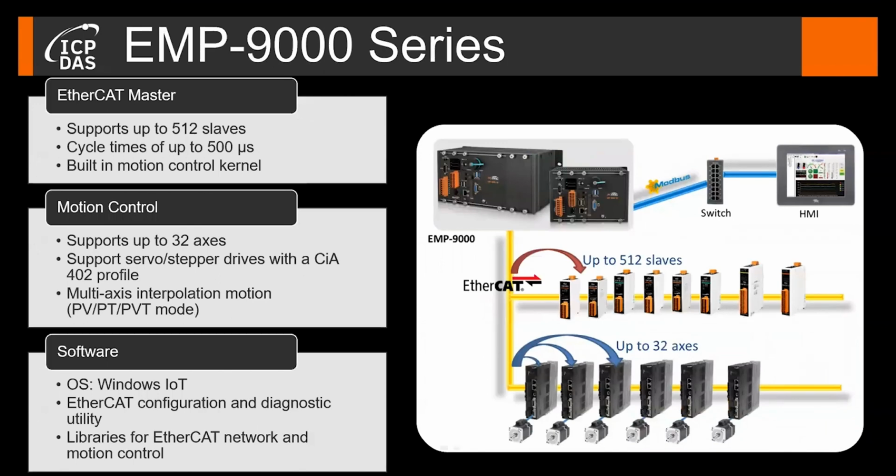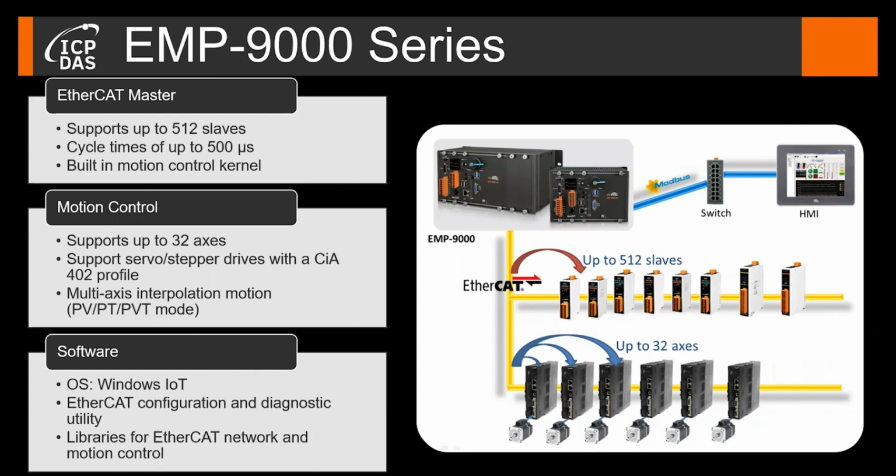Our EMP9000 series is ICP DAS's EtherCAT-based programmable automation controller with main focus on motion control applications. The device comes with a pre-installed Windows IoT operating system. The built-in motion engine, together with the EtherCAT master, runs on a dedicated processor in a real-time environment to achieve a time-deterministic control of the EtherCAT application. The multi-axis motion control kernel controls up to 32 axes. The stepper and servo drives, which meet the CiA profile specification, are automatically detected by the motion engine and can be put into operation without tedious configuration.